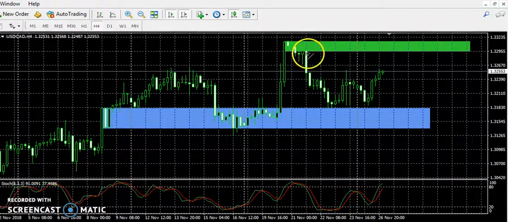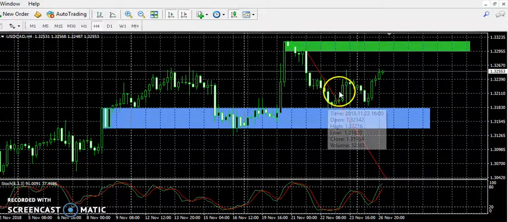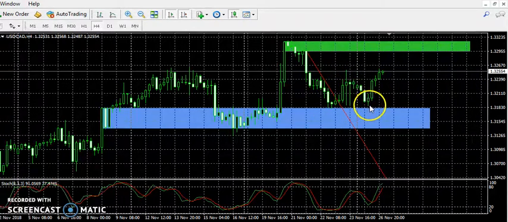Let me draw the trend line for you guys here. As you can see, there was a break of this trend line, so demand was formed here. So price left the area and came back here, and then continued up towards our supply level we have here. So USD CAD is currently in an uptrend.